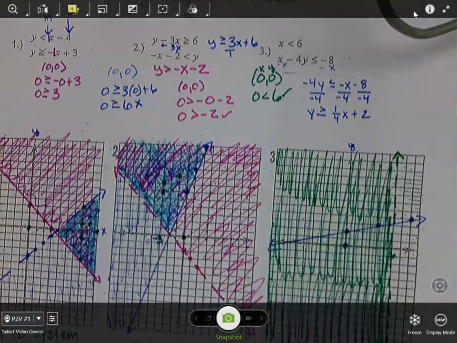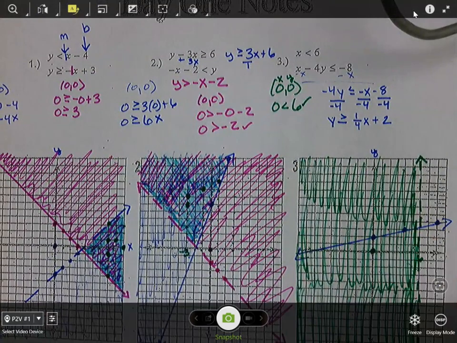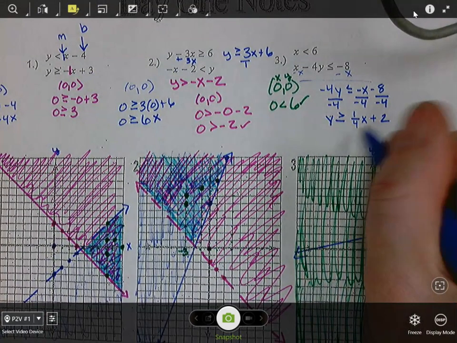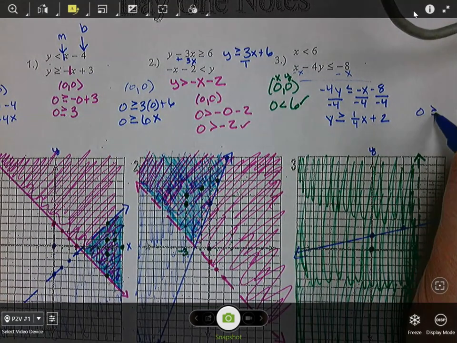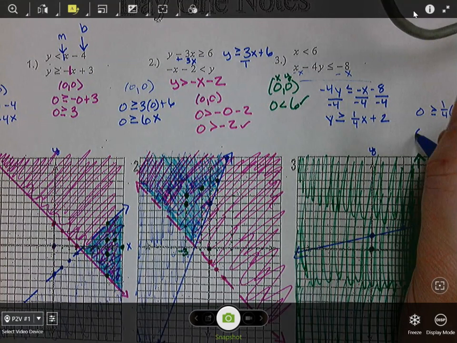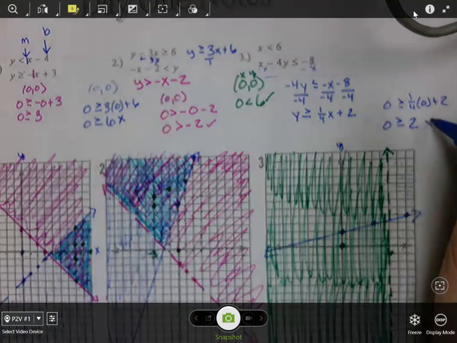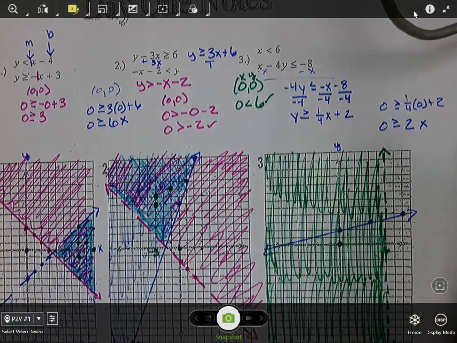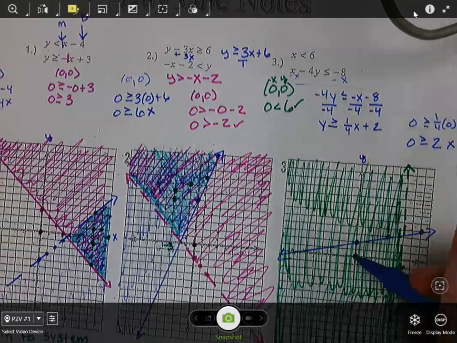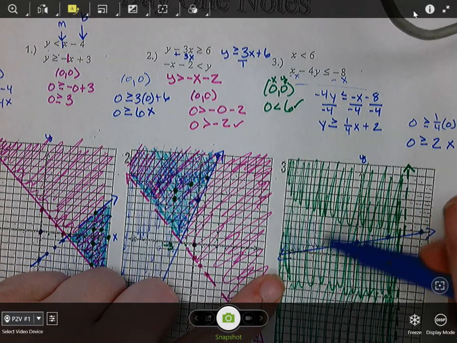Okay. Now I need to know which side to shade, so I'm going to test the point 0, 0, because again, it's not on the line. So I get 0 is greater than or equal to 1/4 times 0 plus 2. So 0 is greater than or equal to 2. Is that true? No. So I put an X there. And I shade the side that does not have 0, 0. So I shade above the line. So we shade all of this here above the blue line.